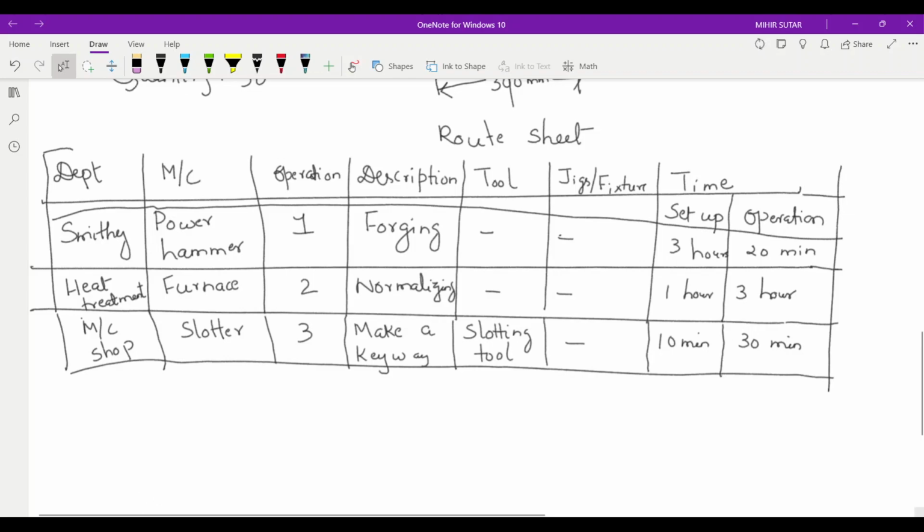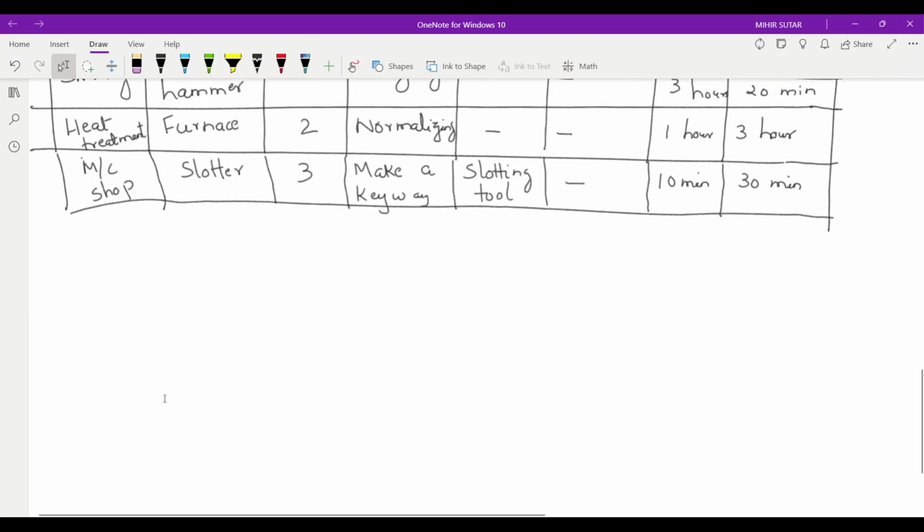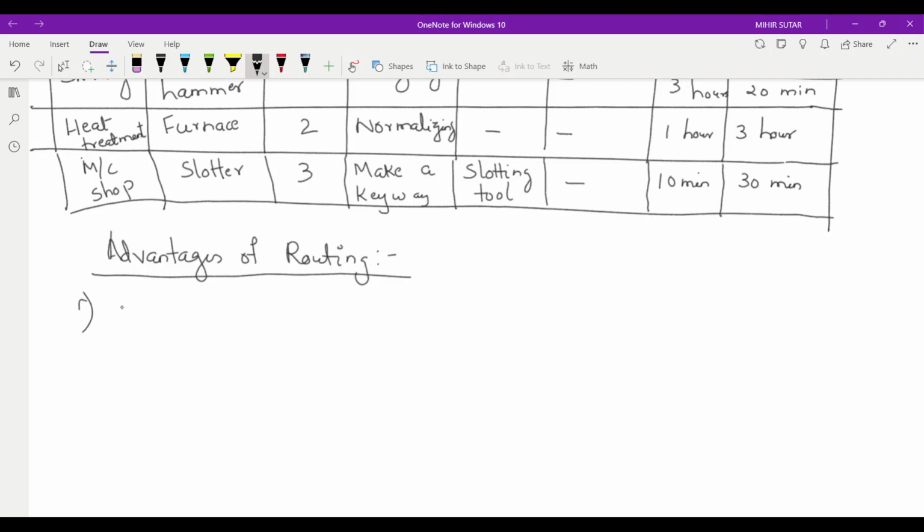Now, what are the advantages of routing? Advantages of routing. It is highly essential. Okay. First one is efficient utilization of resources. That is the most important thing. Efficient utilization of resources.